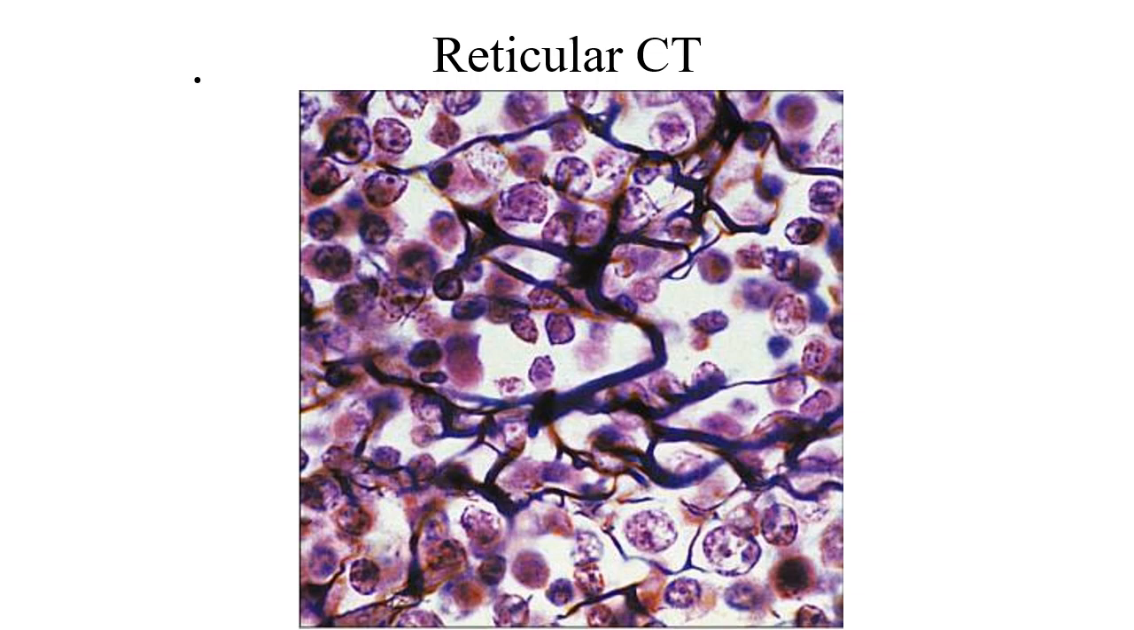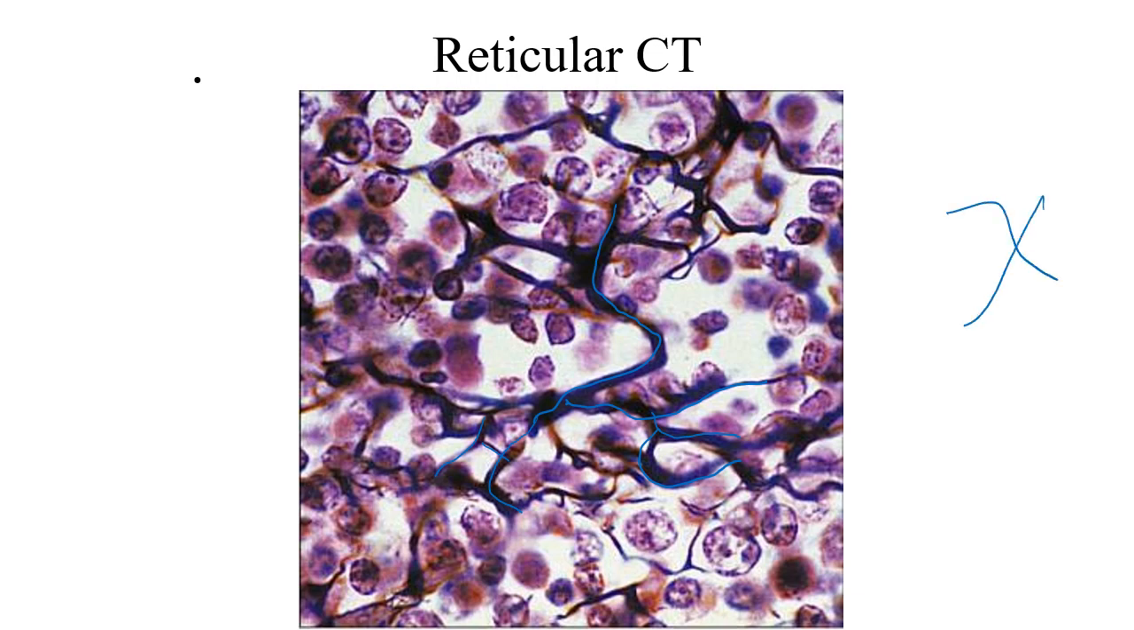And then we have reticular connective tissue. Reticular connective tissue has collagen fibers, and those collagen fibers branch. There's a lot of branching to them, so they're going off in all kinds of directions.